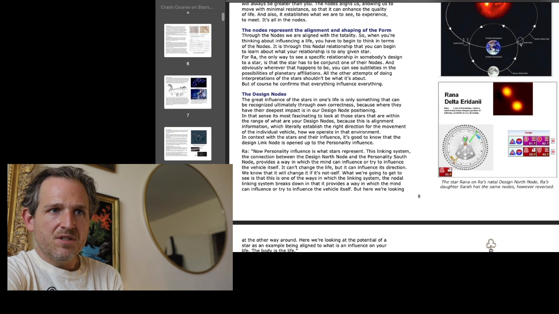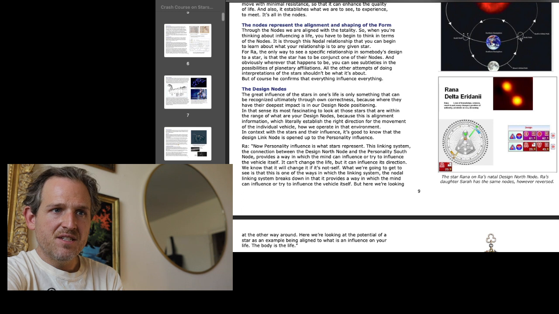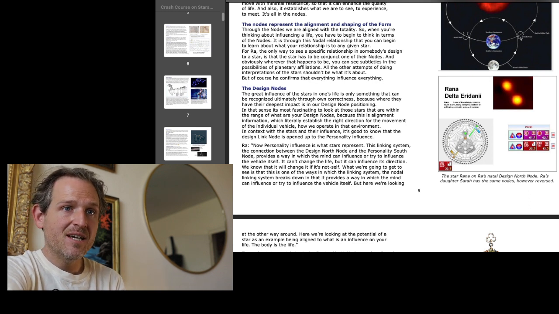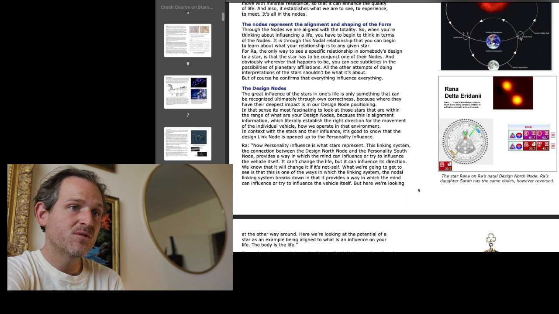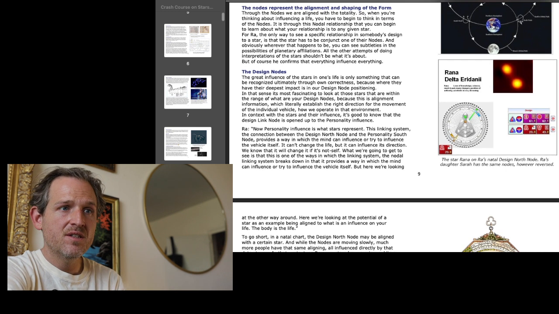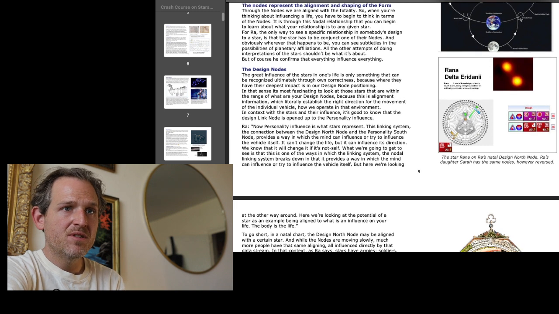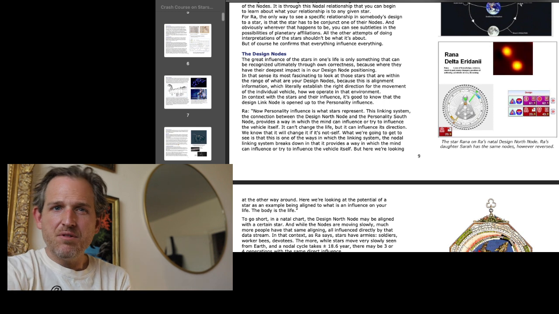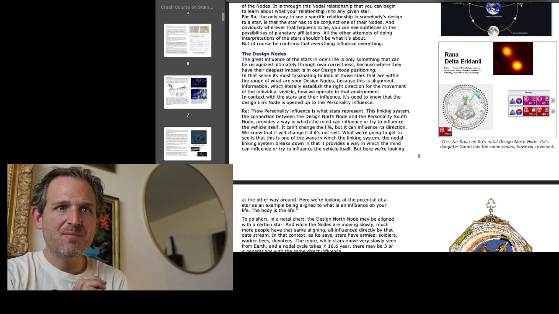So the great influence is something to be recognized through correctness because it has its deepest impact in our design node positioning. So it's most fascinating to look at what are in the design nodes because this is alignment information, which literally establishes the right direction for the movement of the individual vehicle. In context with the stars and their influence, it's good to know that the design link node is opened up to the personality influence. And here's a quote from Ra. Now, personality influence is what stars represent.